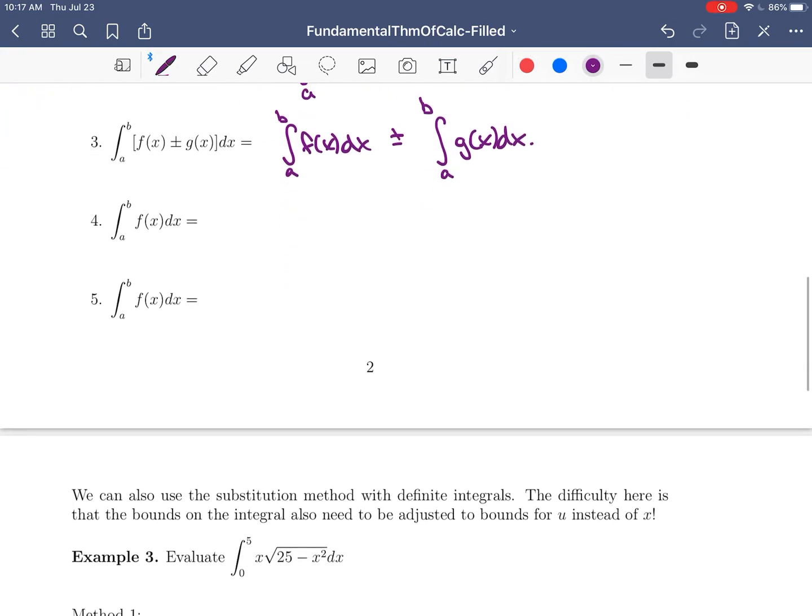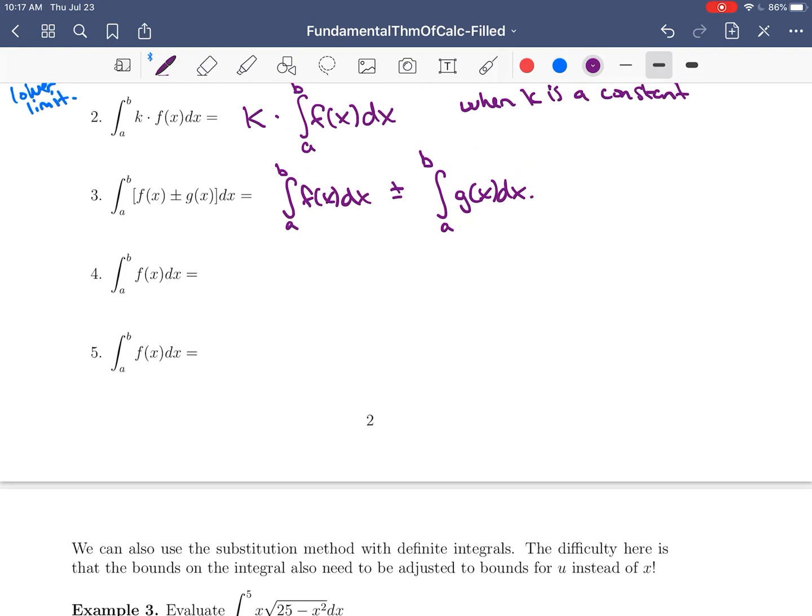Okay, 4 and 5 are not very helpful because they're just definite integrals. So they're just different ways that we can compute them. So the first one, if I had, I'm going to describe it using an area. Okay, but it works even if the function goes negative. Okay, so here's f of x. And maybe I want to go from a to b.